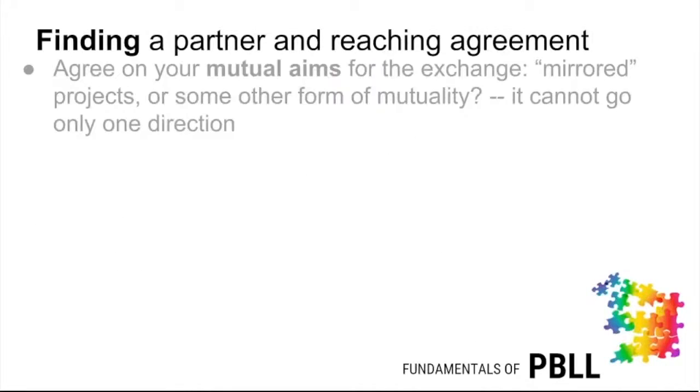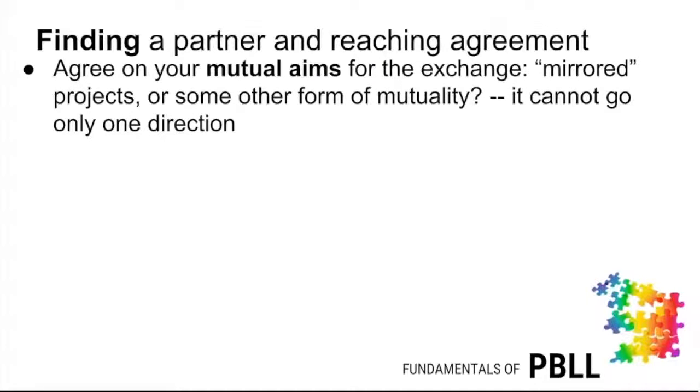All right, finding a partner and reaching agreement. The first thing that you need to do when you find a potential partner, which is usually a teacher of a class learning English in another country, is agree on your mutual aims for the exchange. So we saw in Nicole's case that she was doing a mirrored project. The French students are creating a campaign for use at Bella Vista, and the Bella Vista students are creating a campaign for use in the French high school. They're trading the same kind of project. Or will there be some other form of mutuality? It definitely needs to go in two directions.